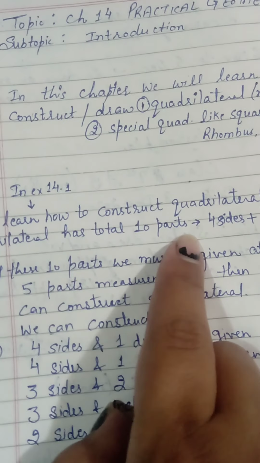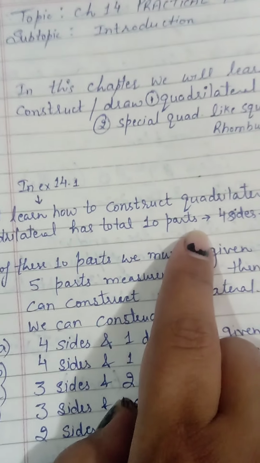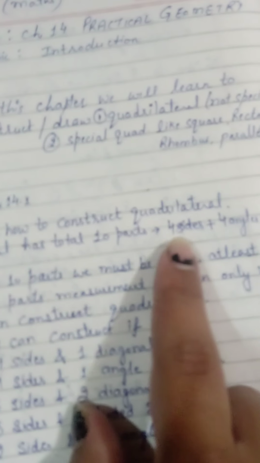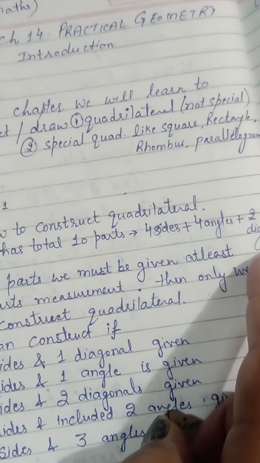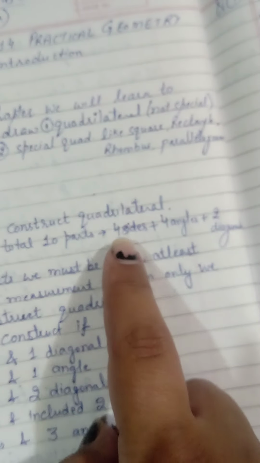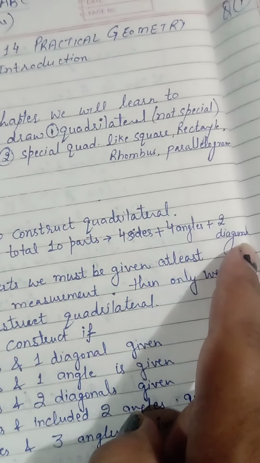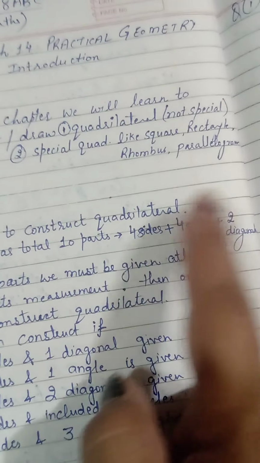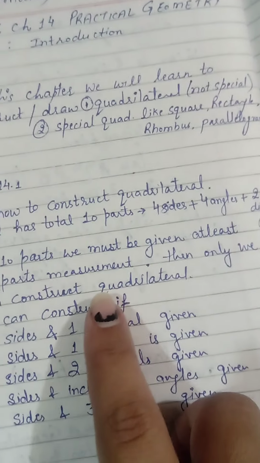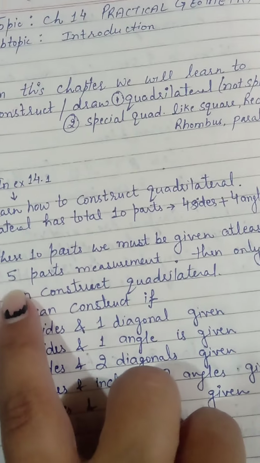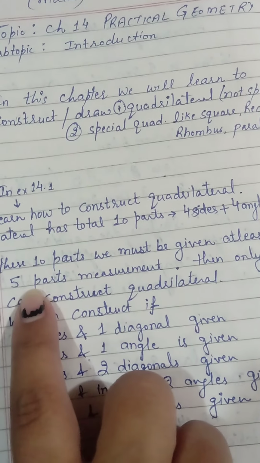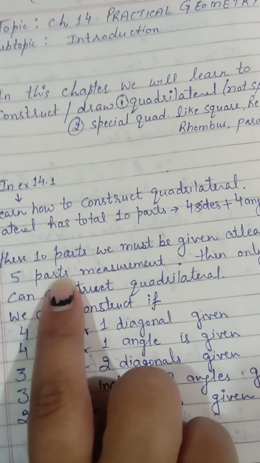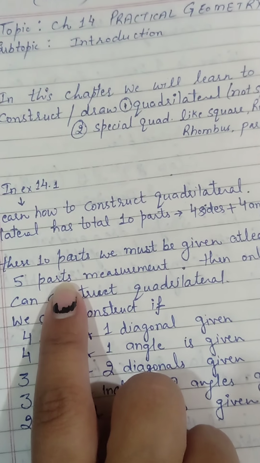There are 10 parts of a quadrilateral, you know very well. There are 4 sides, there are 4 angles, and there are 2 diagonals of each quadrilateral. It means there are a total of 10 parts of every quadrilateral. But out of these 10, you must be given 5 parts in the question so that you can construct the quadrilateral. If any 5 parts are not given, then you can't construct the quadrilateral.